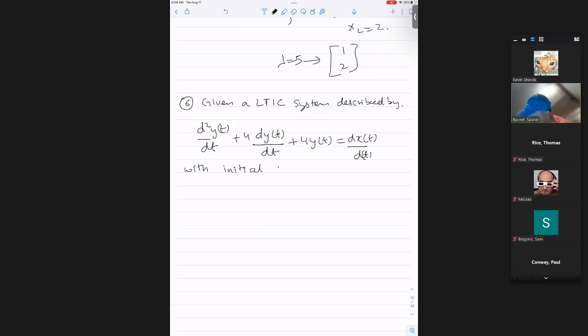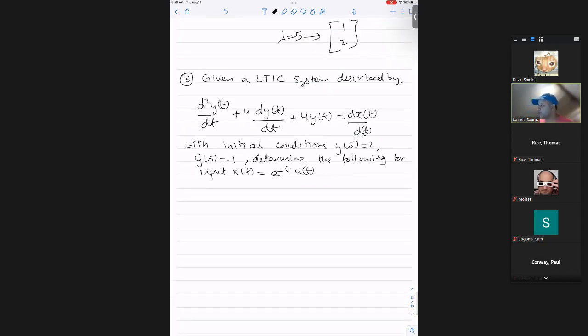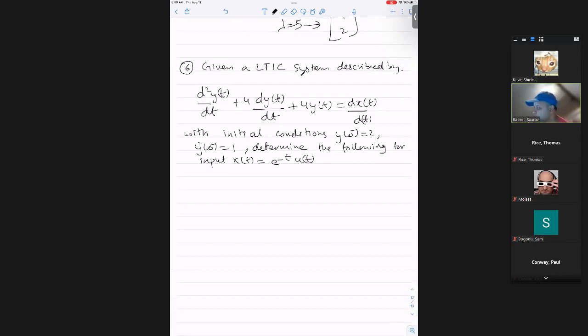With initial conditions y(0-) equals 2, y dot (0-) equals 1. Determine the following for input x(t) equals e to the minus t u(t). Okay, first we need to find the transfer function.